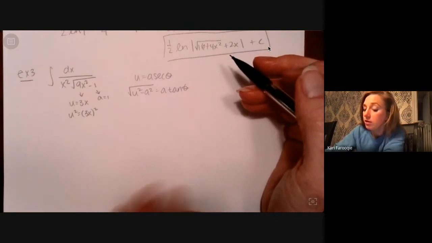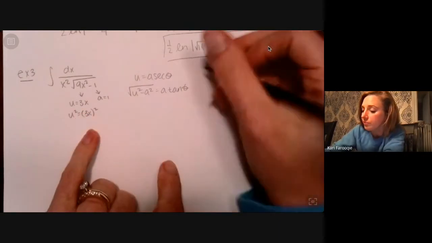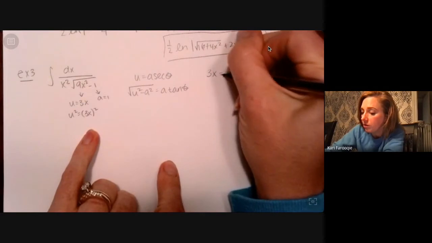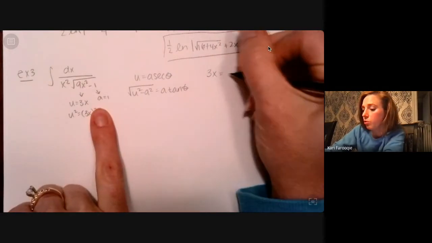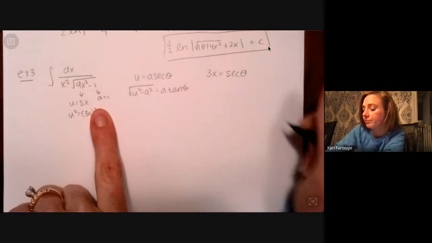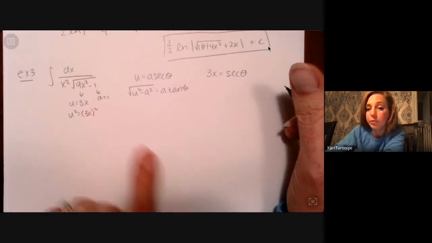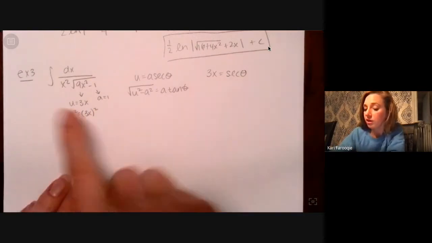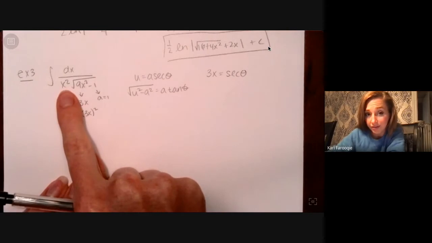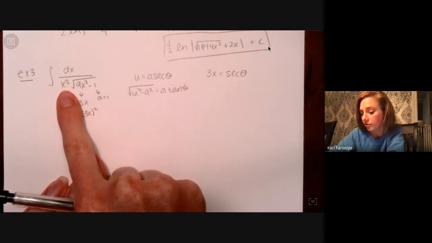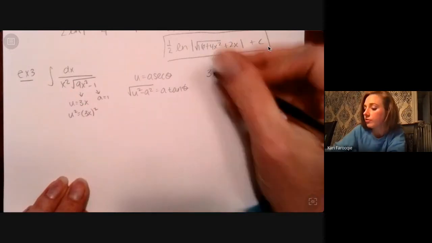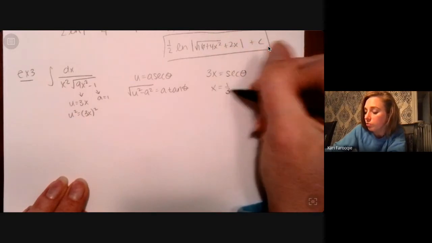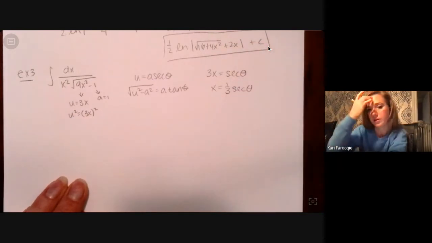Wonderful. So let's go ahead. u is equal to 3x. So we're going to let 3x be equal to a secant theta. So that's 1 secant theta. And then remember, we're going to need dx. And actually, in this integral, we're also going to need x squared. So you really will need x in this case. You just don't need 3x. So we'll say that x is 1/3 secant theta.